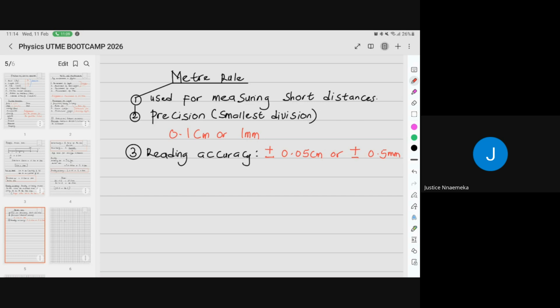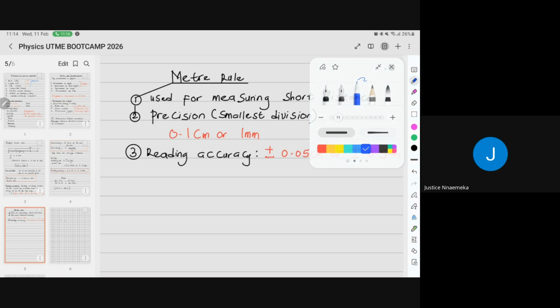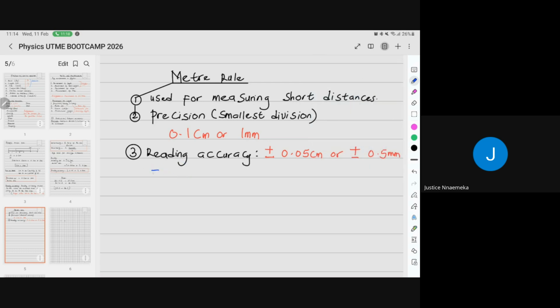So 1 divided by 2. Remember that reading accuracy is simply, don't cram anything. You are going to make mistakes. Remember that this is equal to 1 millimeter divided by 2, plus or minus. So it's equal to what? Plus or minus 0.5 millimeter. Then you can now convert it to centimeter. Does it make sense, guys?